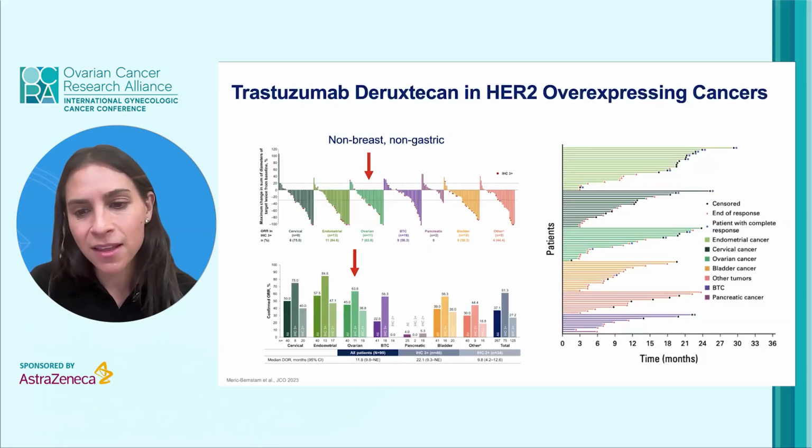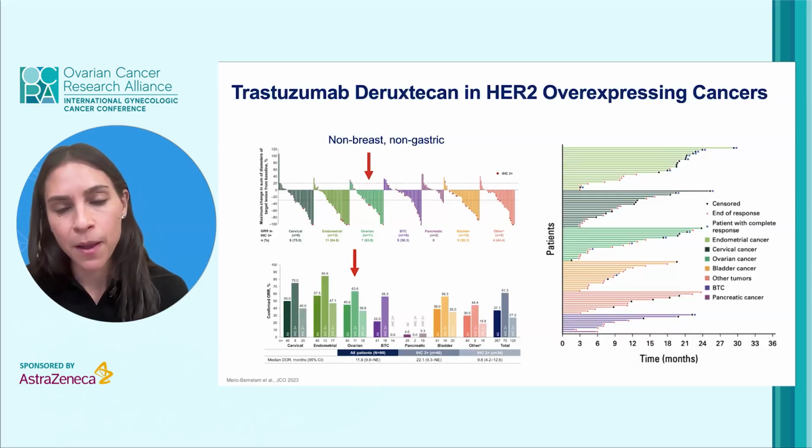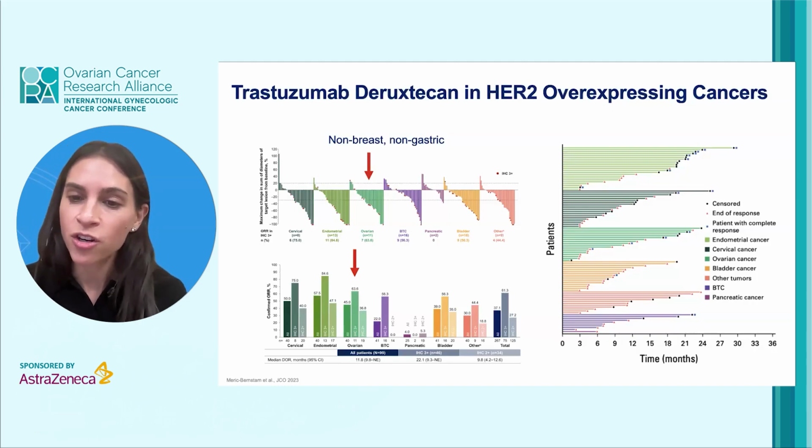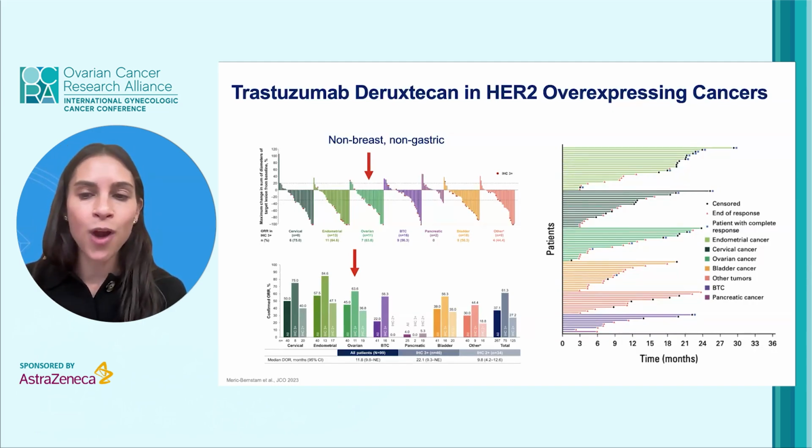Here are the swimmer plots. This is another way of looking at how well a drug works. The y-axis is individual patients, so it's flipped compared to the other waterfall plot I had mentioned. And on the bottom, the x-axis is time. So each individual patient is showing how long they were on the treatment for. And you can see that patients were on this treatment.